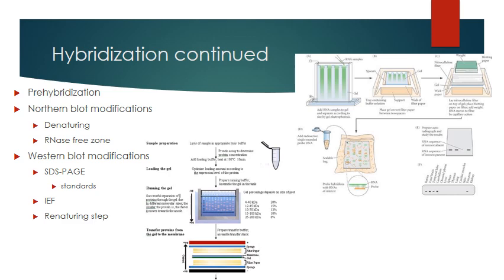So we want to make sure that we follow every step, right? Follow every step, no shortcuts. The technologists always want to look for shortcuts. There are no shortcuts here. So those are two little things that you have to keep in mind for northern blot modifications in hybridization.